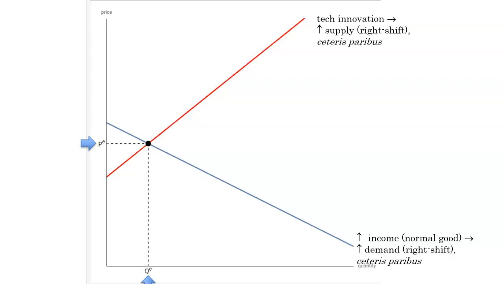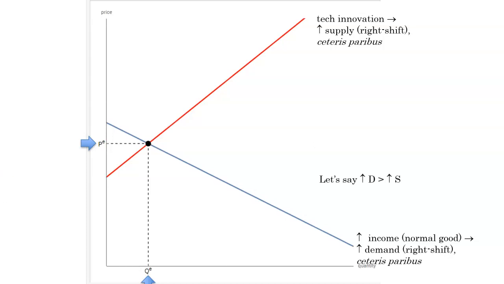And simultaneously, there's been technological innovation which reduces costs of production for the suppliers or the producers. So the whole supply curve will shift to the right. Again, remembering we're always assuming ceteris paribus, assuming nothing else changes in the meantime. Okay, now this is a bit tricky because how much are we going to increase demand and how much are we going to increase supply by? That is, how far to the right are we going to push the demand curve and the supply curve?